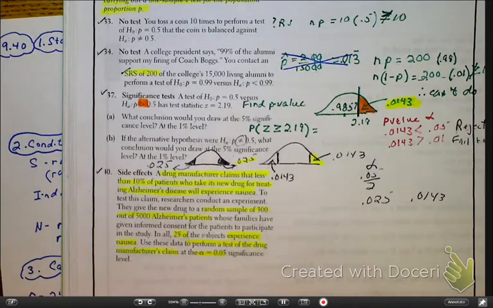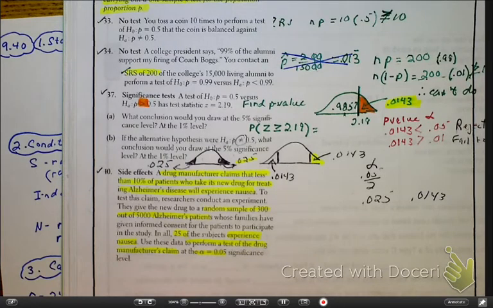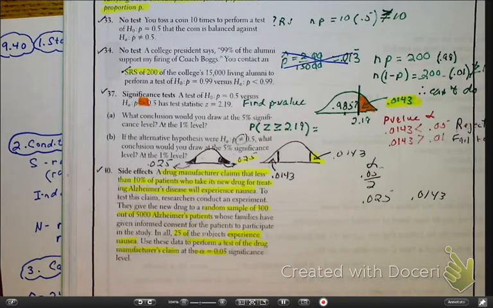Now, this whole premise surrounds the idea that the drug manufacturer claims that less than 10% of its patients who take its new drug for the treatment of Alzheimer's will experience nausea. So they took a random sample of 300, out of 5,000 Alzheimer's patients. That's the entire population right there. In all, they found that 25% experienced nausea. We're going to be performing a test at a level of significance of 0.05.